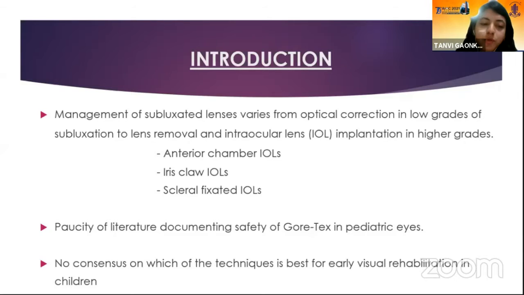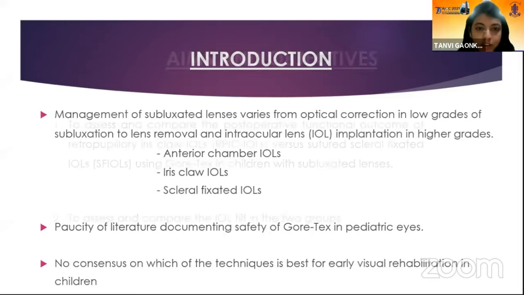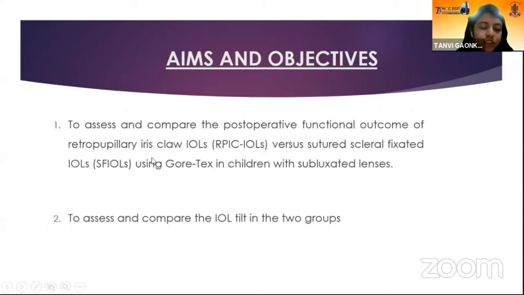So at present, there is paucity of literature which documents the safety of Gortex suture in pediatric eyes. Also, there is no consensus on which of these techniques is the best for early visual rehabilitation in children. Hence, we undertook this study to assess and compare the functional outcome of retropupillary iris claw IOLs versus sutured scleral fixated IOL using Gortex in children with large subluxations. Also, we wanted to compare the IOL tilt in the two groups.